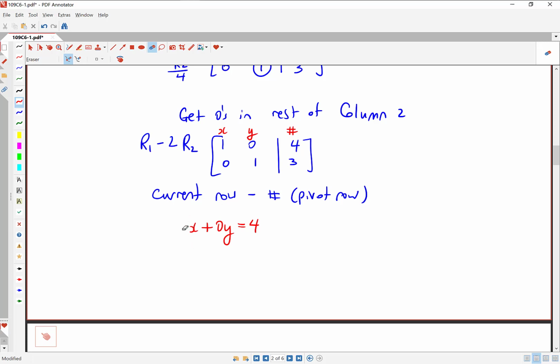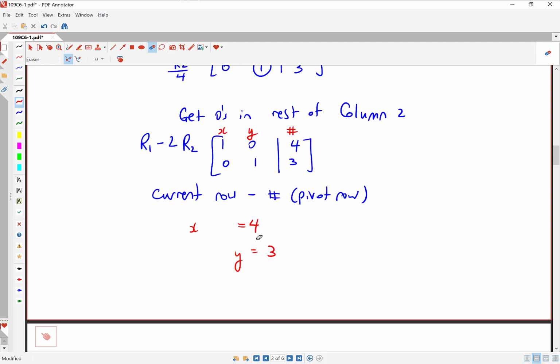1 times X is the same thing as X, and 0, Y is just 0. So really, that top row is just saying X equals 4. And the bottom row is saying 0 times X plus 1 times Y equals 3. Okay, well, if we write that in a less long-winded way, 0 times X is just 0, and 1 times Y is just Y. So really, the bottom row is just telling us the value of Y. So in other words, once you get the diagonal form, you're able to just read off the solution.